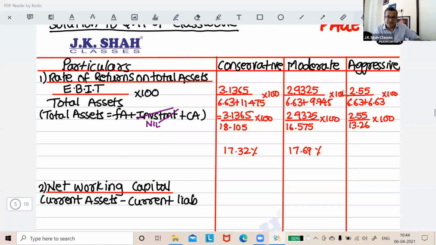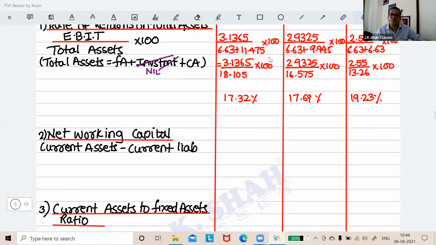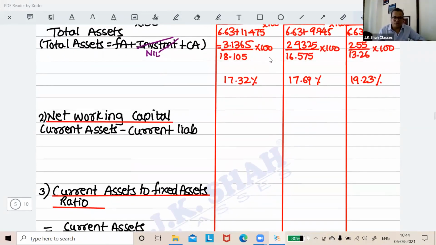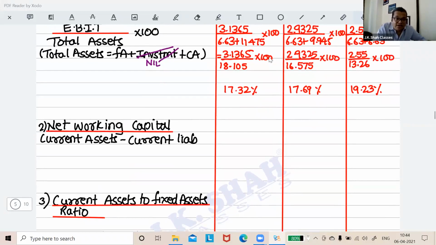It came to 19.23%. Yes. Okay. Let's conclude after calculating all the answers. Then only we'll be in a position to say something about it. Let's calculate net working capital.